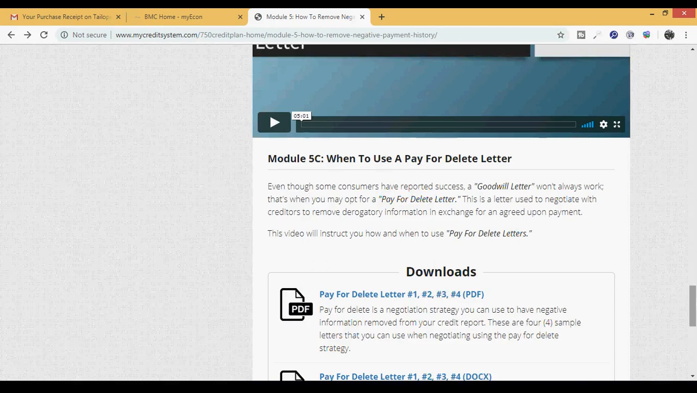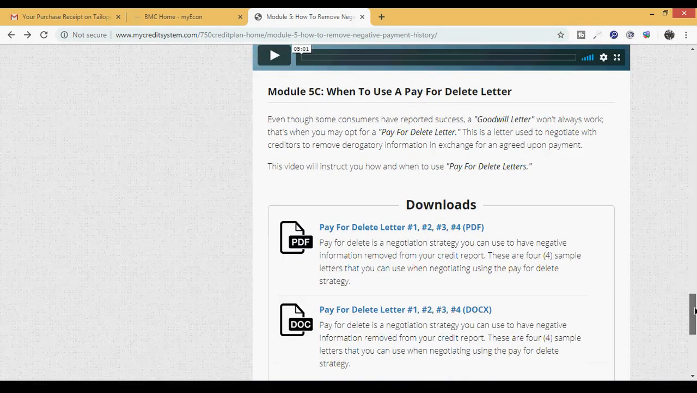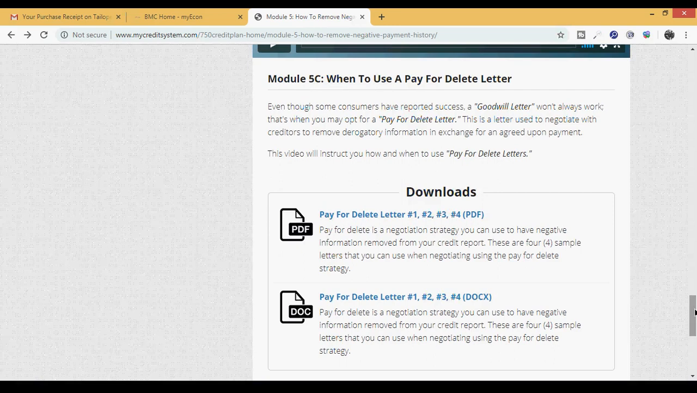But this is the pay for delete letter. This is like your last resort method. This is where a lot of times we tell you, we've said this, and I know you probably heard this, that you shouldn't pay the collection agency. And the reason why they say that is because when you pay the collection agency, not only have they bought your debt from somebody else, but also they really don't have an obligation to remove it off of your credit report. So with that being said, it kind of isn't worth it sometimes to pay the collection agency because they bought it from somebody else and they're not going to move it off of your report.